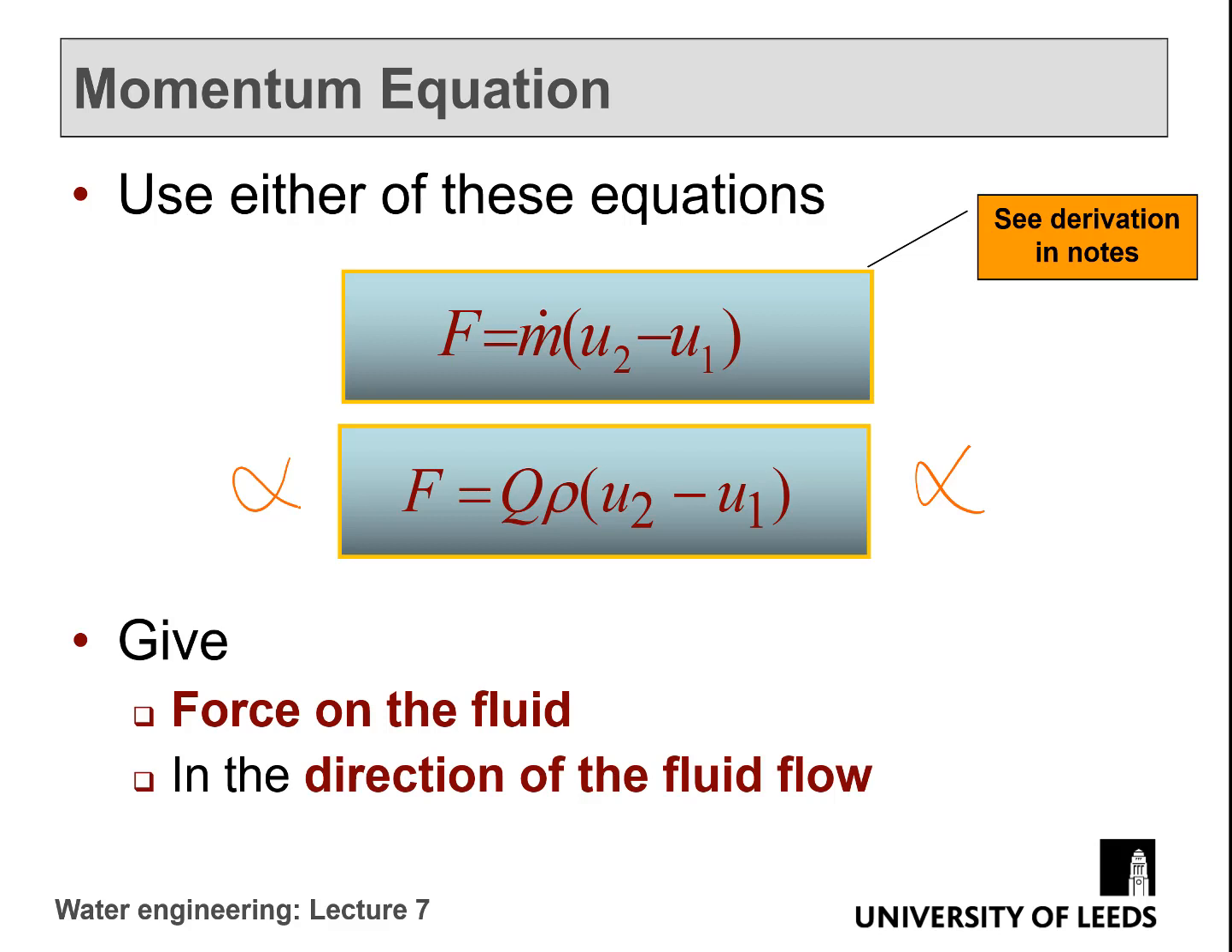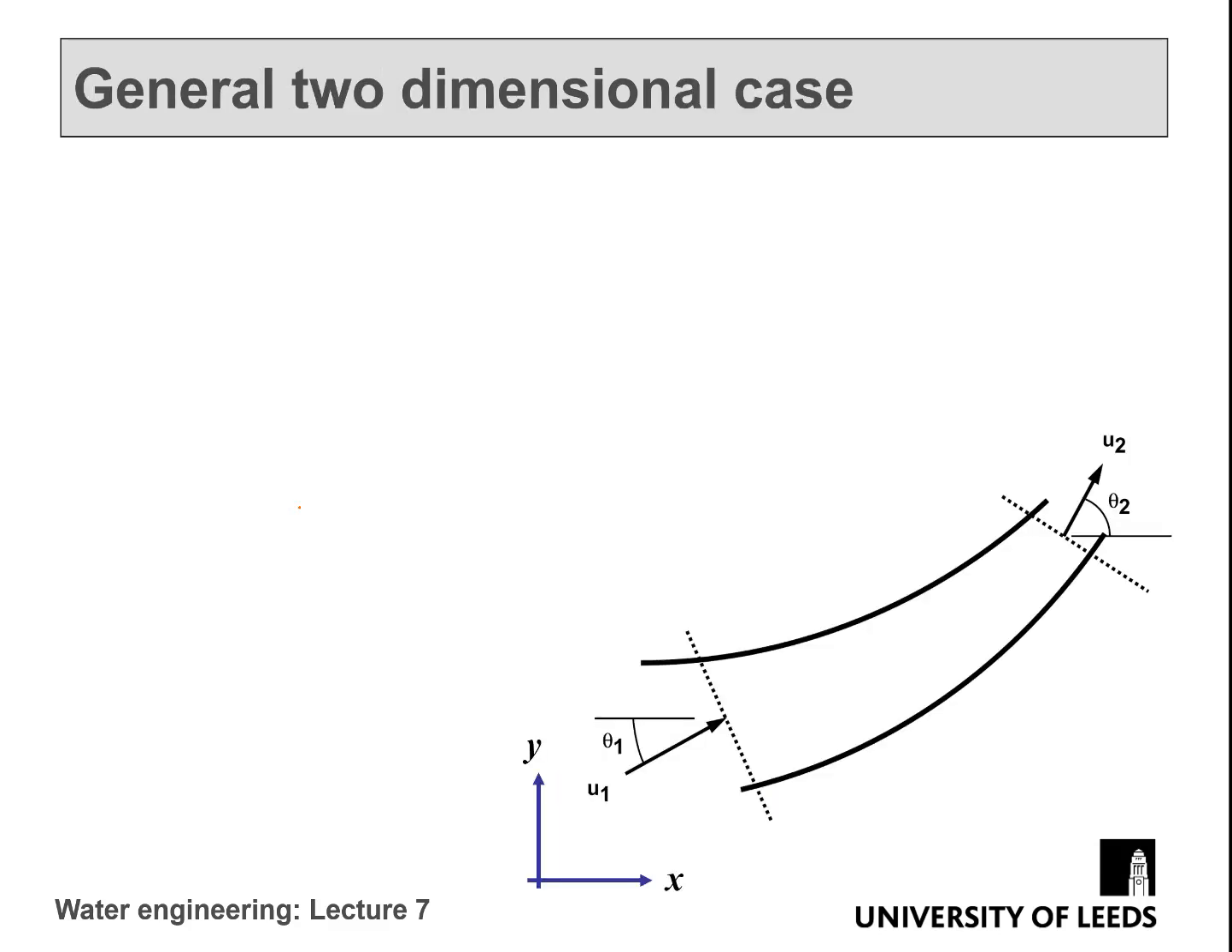This force is the force on the fluid. It's in the direction of the fluid flow, or the direction of the velocity, whichever you want to say. So these two velocities, U1 and U2, must be in the same direction for this equation to give us a single force. However, not all flows are in one single direction, so we'll look in a moment at how we deal with 2- and 3-dimensional fluid flows.